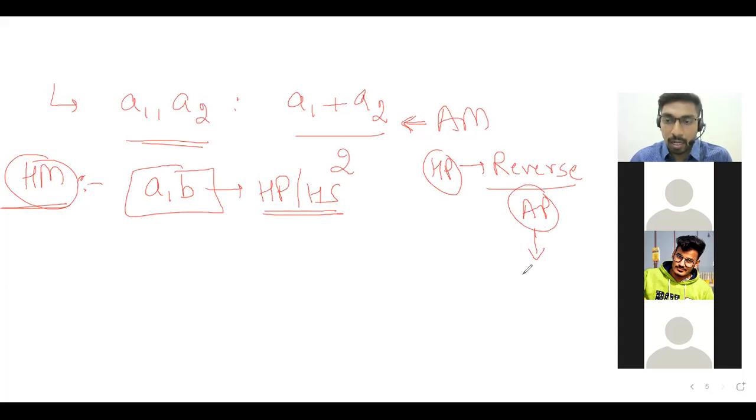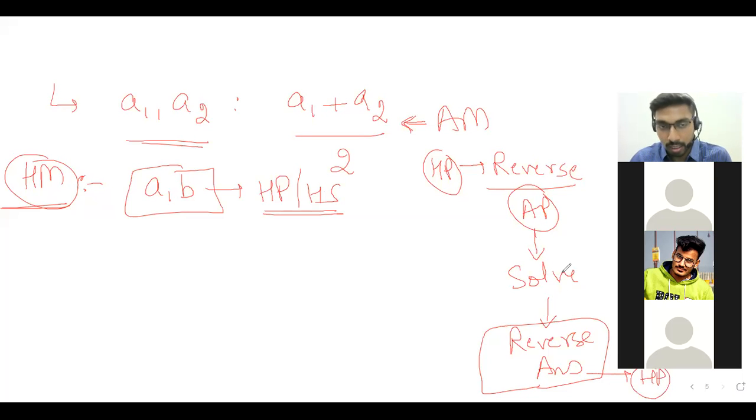After that, you will solve the question and again reverse the number. Whatever answer you get, reverse that answer, and you will get the HP solution. I already told you this concept. So again here, if A and B are in HP, then 1 upon A, 1 upon B, these are the reverse numbers of A and B, so this will be in AP.